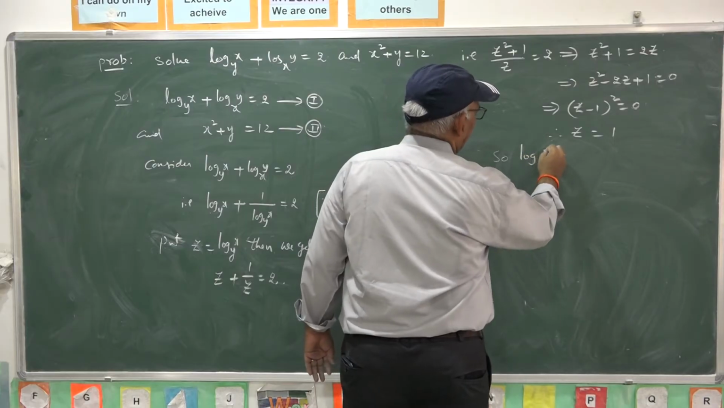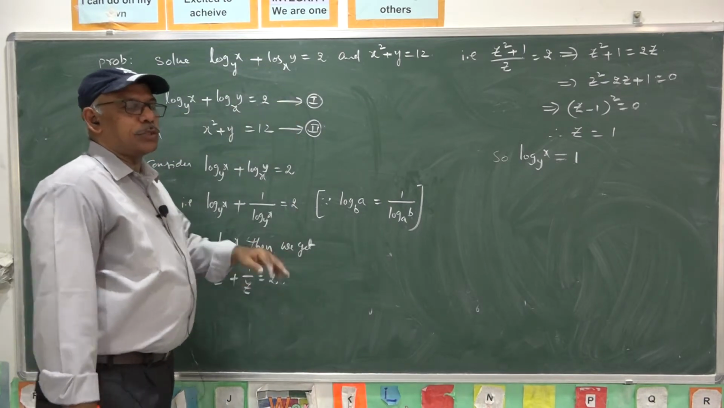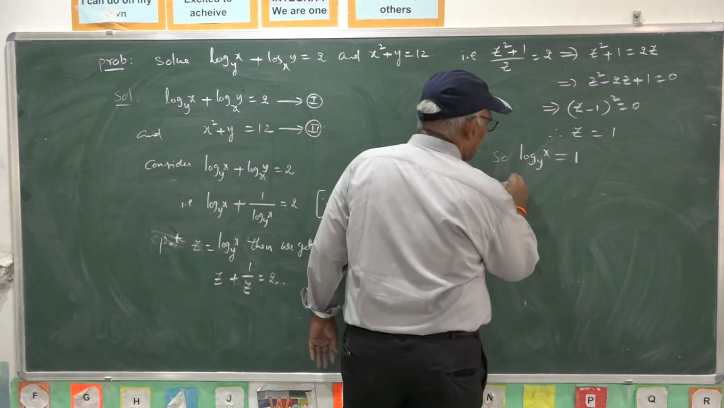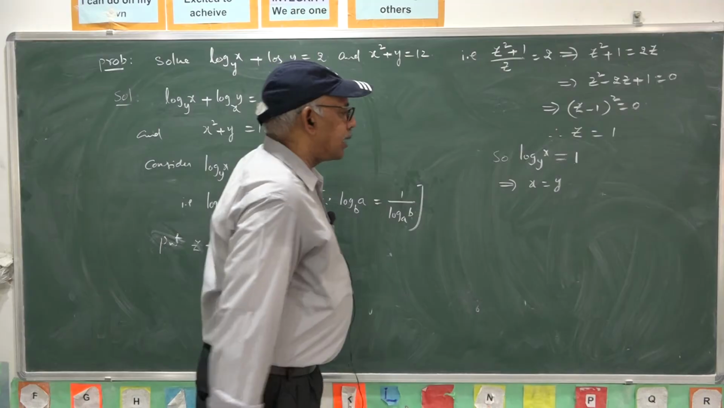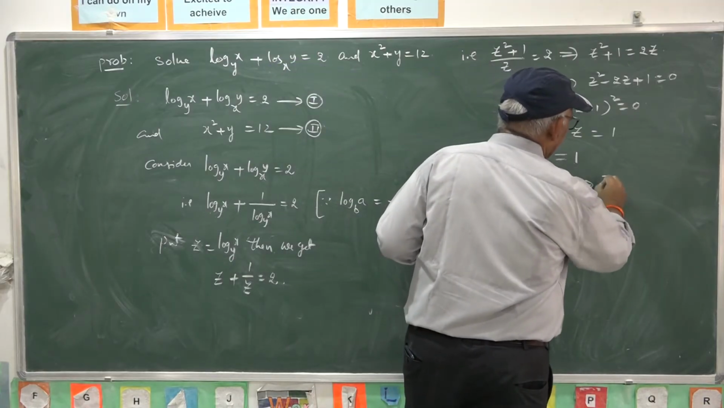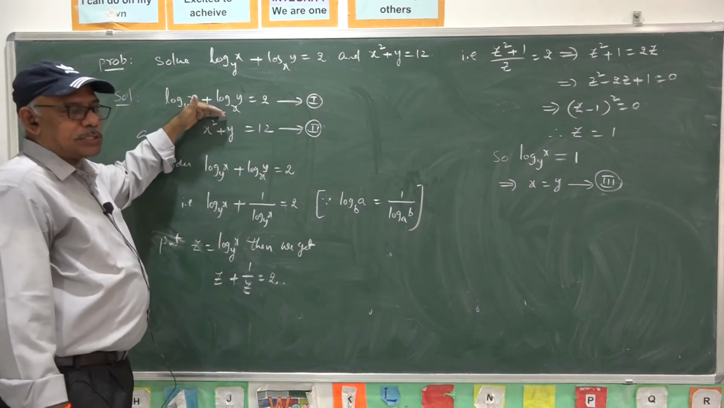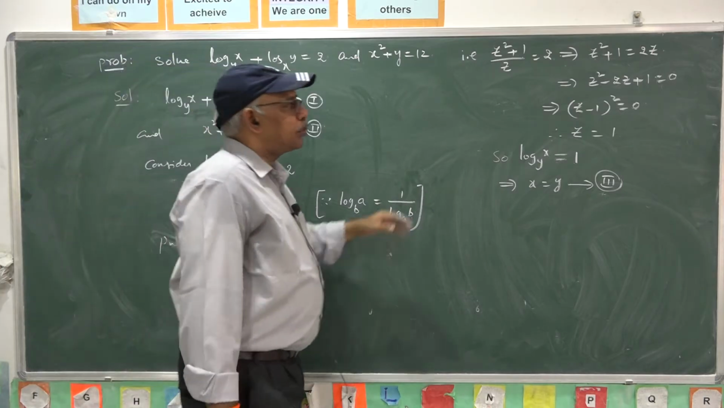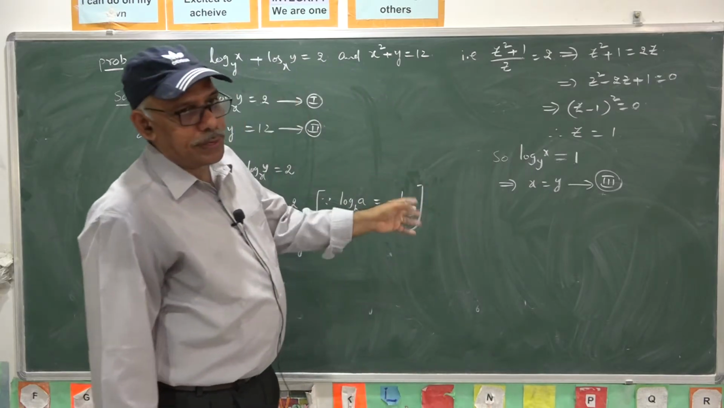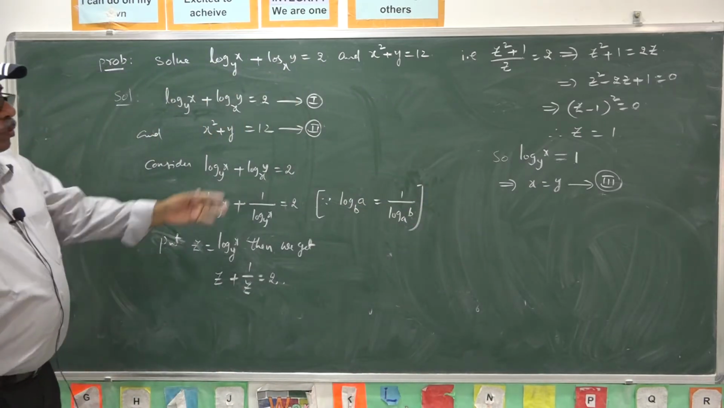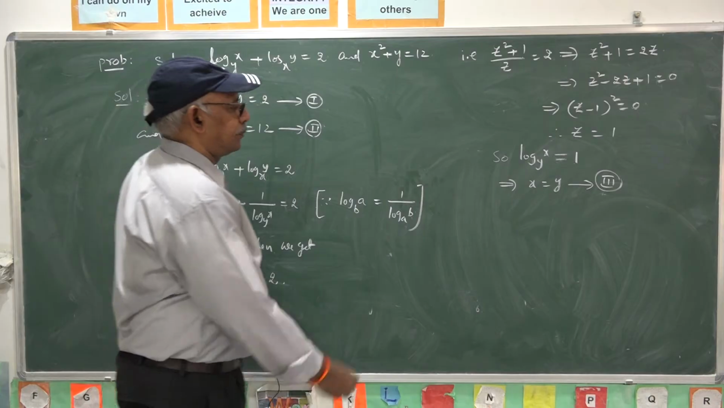So, log x to the base y takes the value 1. Once log x to the base y equal to 1, this is possible only when these two values are equal, hence x equal to y itself. Let us suppose this is the third relation that we have obtained. So, by reducing the first equation to a quadratic form, I get another relation between x and y, which is x equal to y. Now solve 2 and 3 to get the values of x and y.